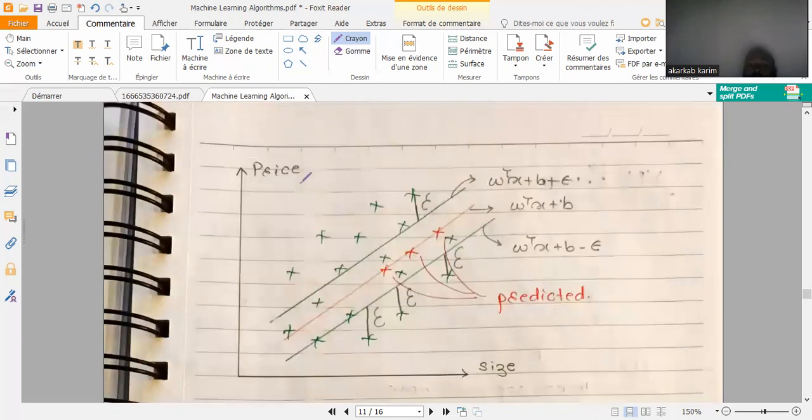If we give an example of price, we try to predict the price of a house based on its size. So we have these points here. We have the equation w transpose x plus b plus epsilon, and w transpose x plus b, and w transpose x plus b minus epsilon. So this is the predicted value here. We need to apply the error based on this hyperparameter.